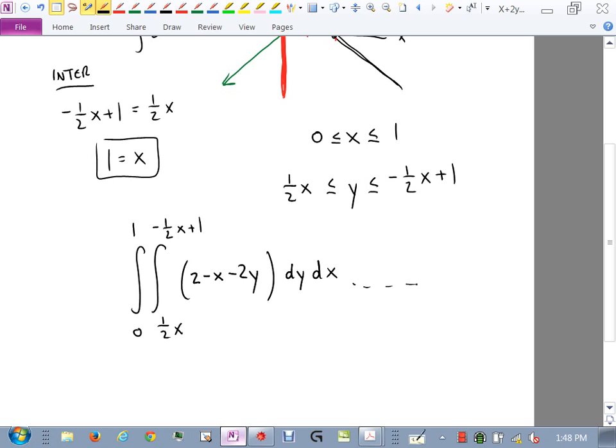You could draw it. You could plug in some values and get 3 points and draw the plane itself to know where it is. Does that kind of answer your question? Okay.